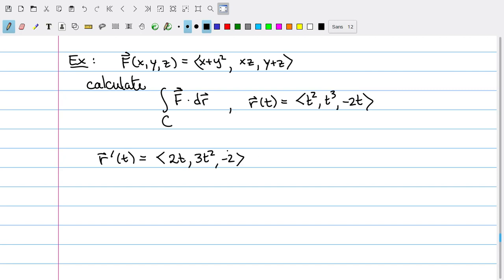And I'm going to take the dot product of r prime with F. F here, we're going to evaluate at r as well. So F of r of t is the same thing as F, but with my x, y, and z values all replaced by their corresponding t values. So it's t squared plus t cubed squared, so t to the 6th, t squared times minus 2t, so minus 2t cubed, and finally t cubed minus 2t.